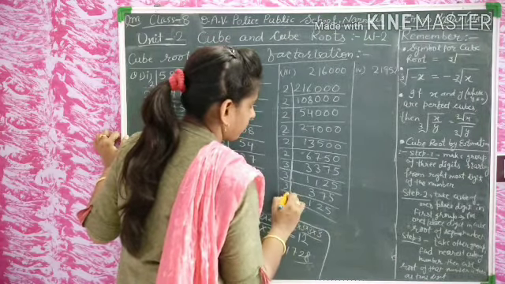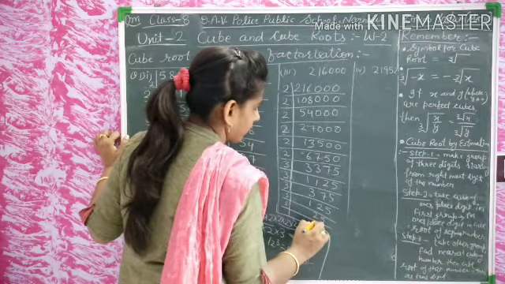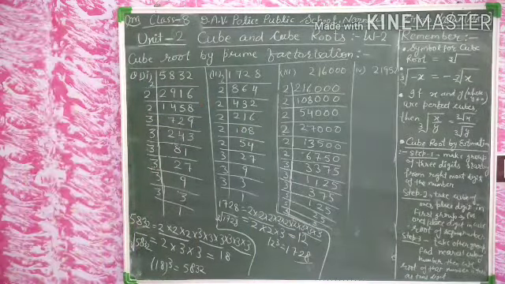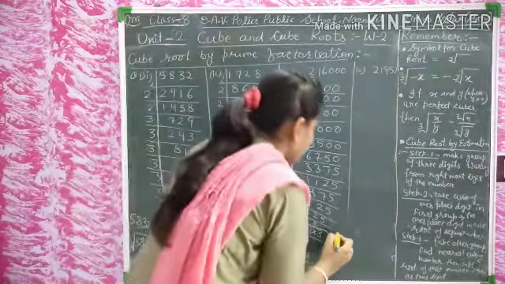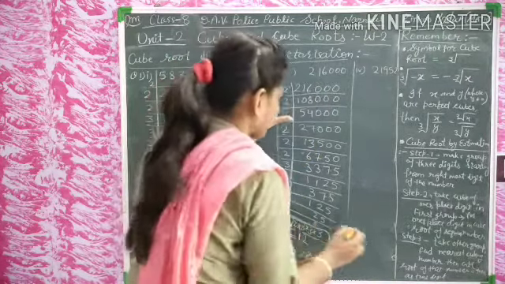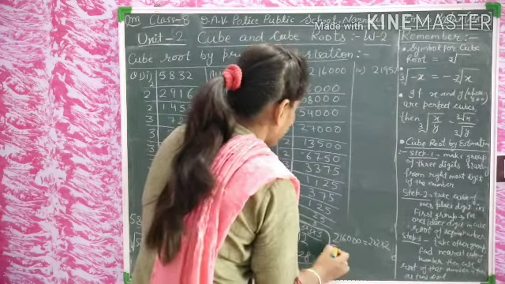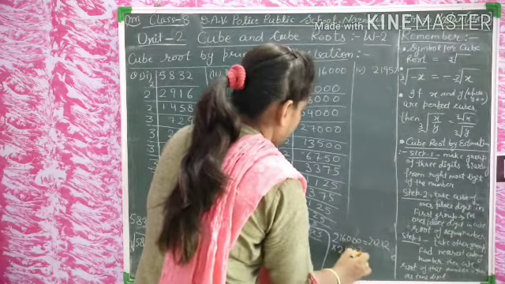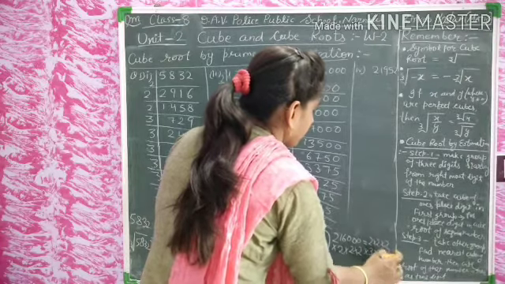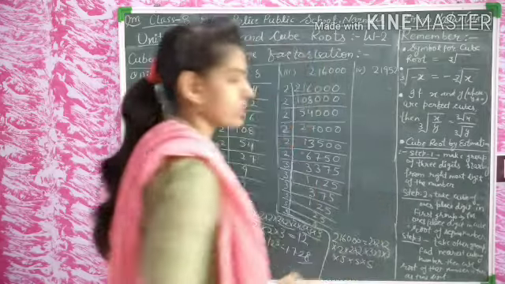Now again 5, 5 2s are 10, 5 5s are 25. And again 5, 5 5s are 25. Now 5 1s are 5 here. Now students, these are the prime factors of 216,000, that equals 2 into 2 into 2 into 2 into 2 into 2, and next 3 into 3 into 3. Now next is 5 into 5 into 5. This is the prime factorization.